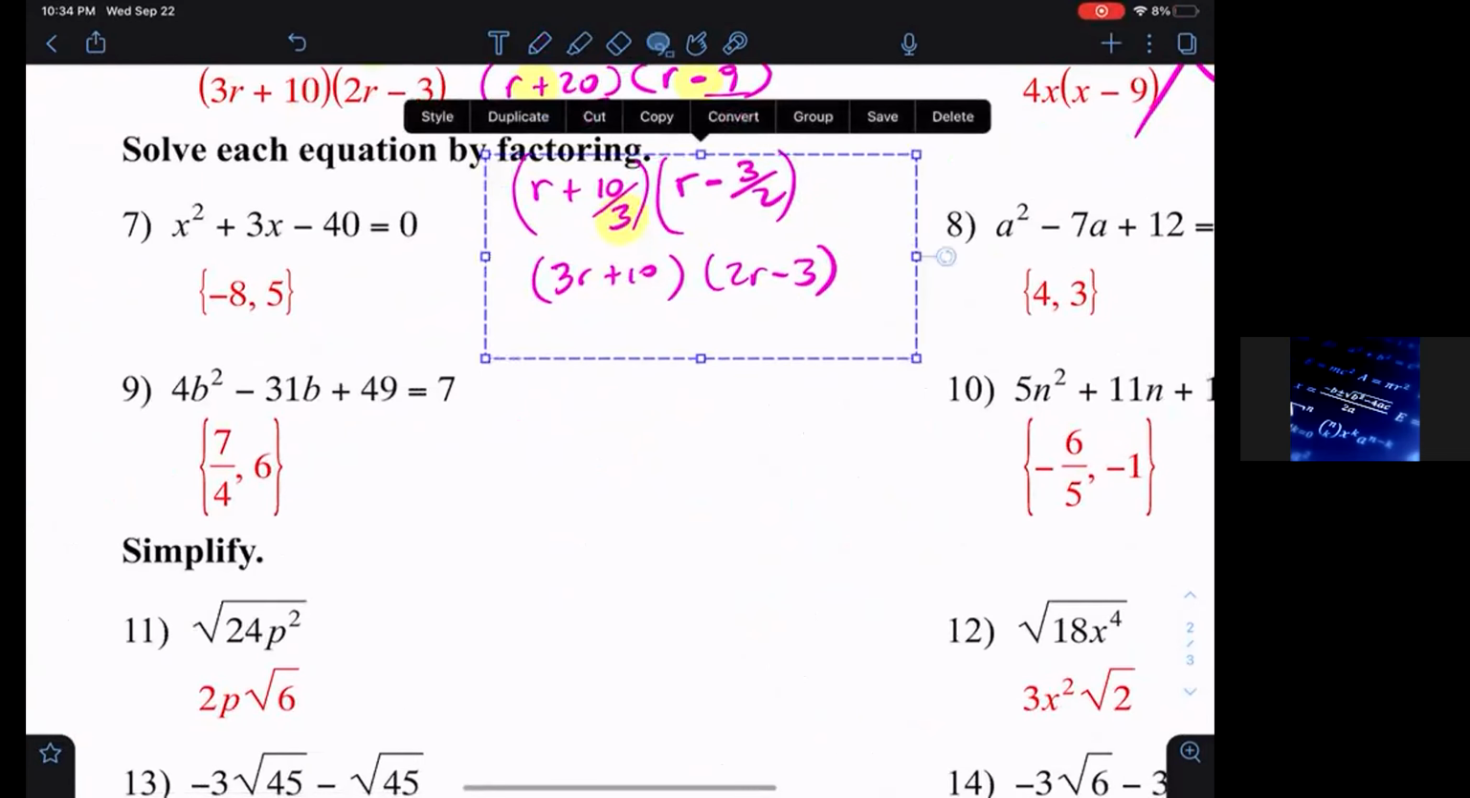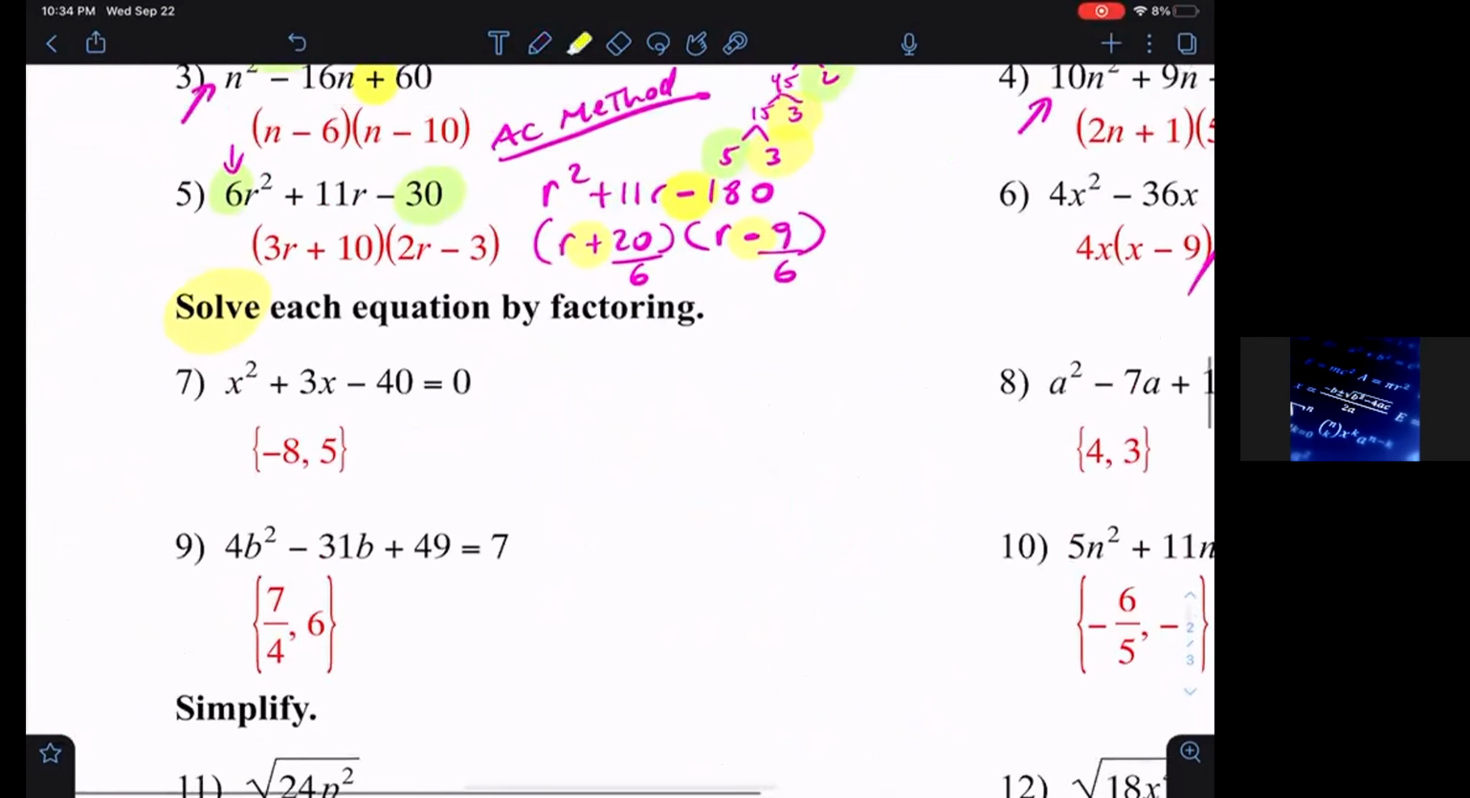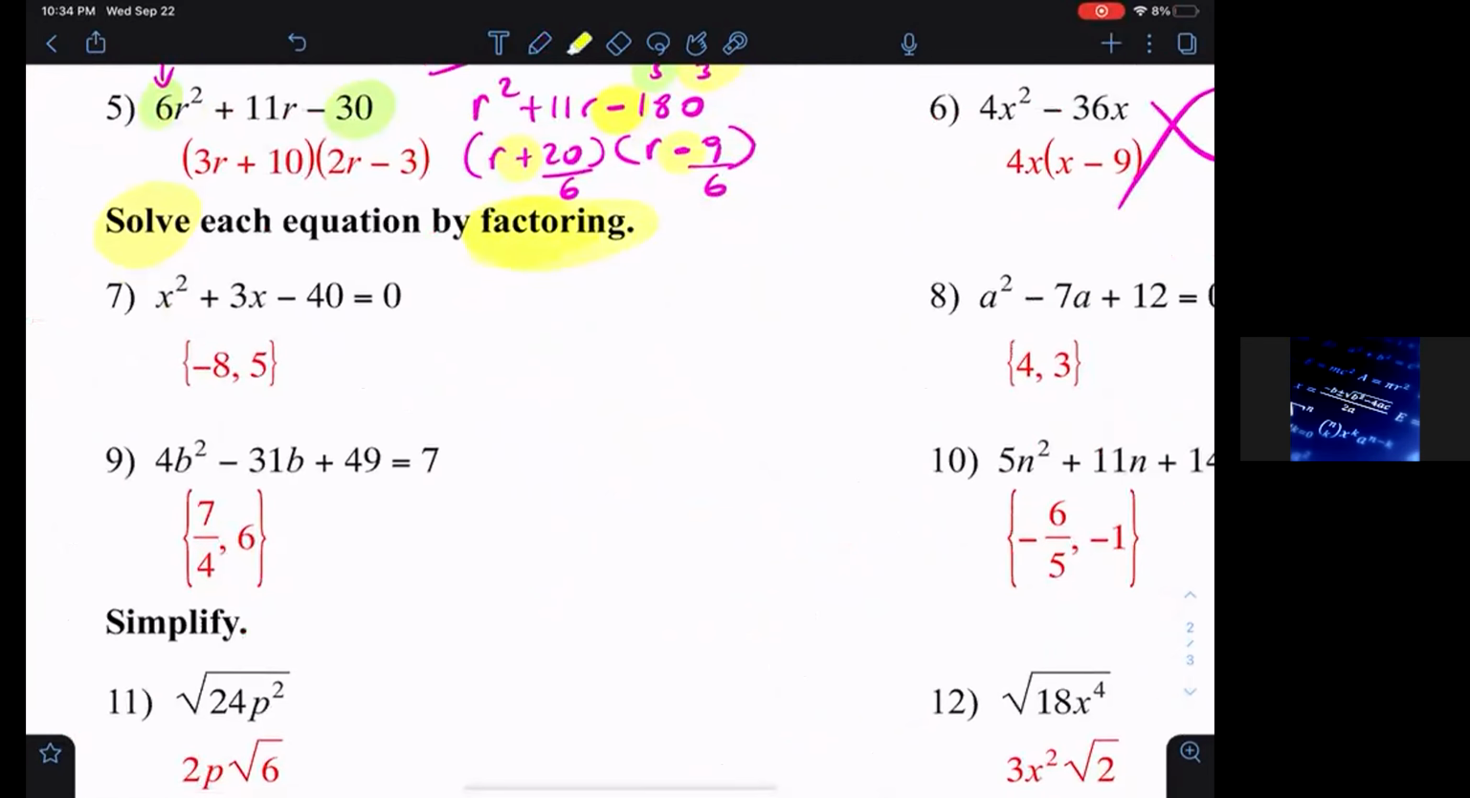Now read the question. They want you to solve by factoring. So you need to first factor, and then solve, right? So don't forget to factor and then solve. Okay.